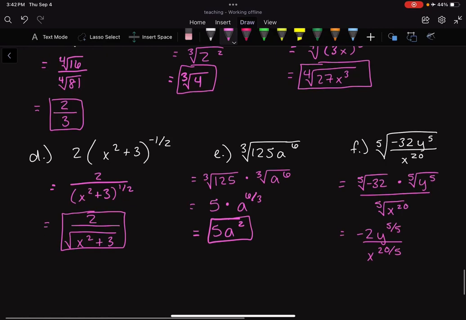So I wrote it as the fractional exponents, and now I'm going to simplify them. So I have -2. That would just be y to the power of 1. This would be x to the 4th. And that's it. All right.